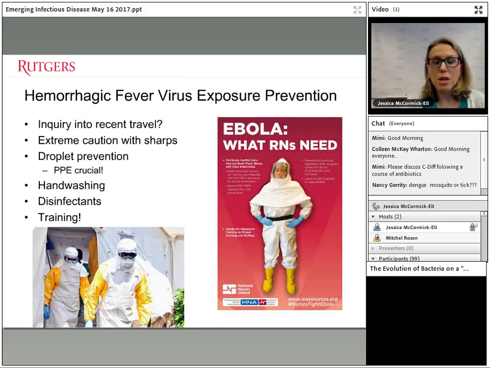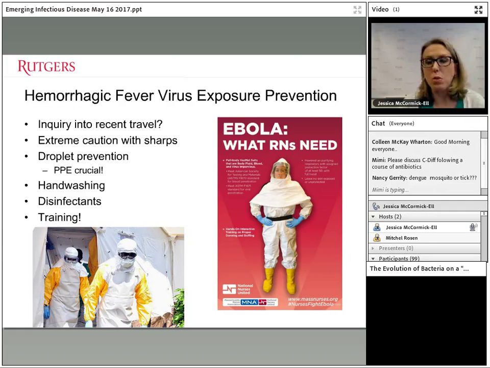So how do we deal with this in our settings? I'm sure that now that we have another Ebola outbreak, there could be more guidance from CDC in terms of travel inquiries for patients. During the last outbreak, patients were asked, as soon as they walked into any healthcare site, where have you gone in the past 21 days? And the 21-day rule came from the incubation period for Ebola virus. So that sometimes helps to determine if somebody should have further evaluation before treatment.